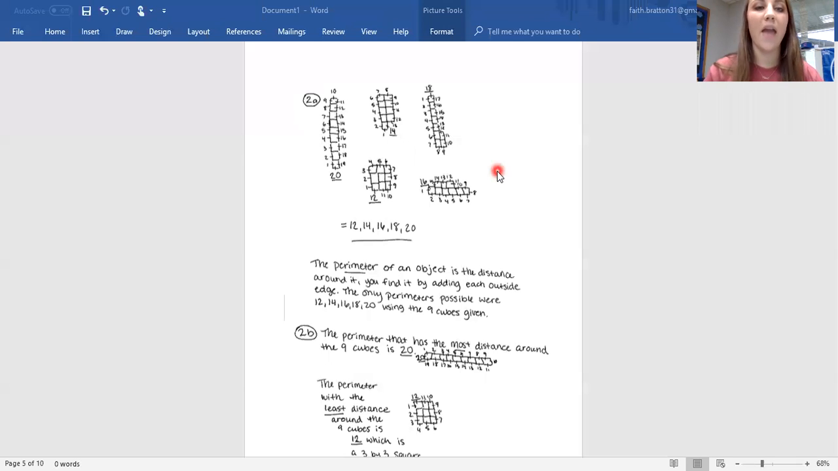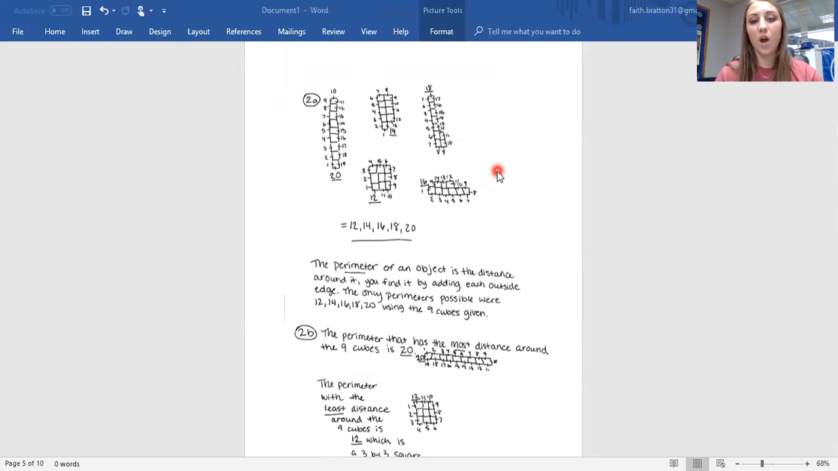Okay, for 2A, it tells us that 9 square tiles are laid out on the table. Each tile must touch at least one side of each of the other ones. See the 2 examples on the right. Sketch out all possible figures that can be formed and calculate the perimeters that can be formed.